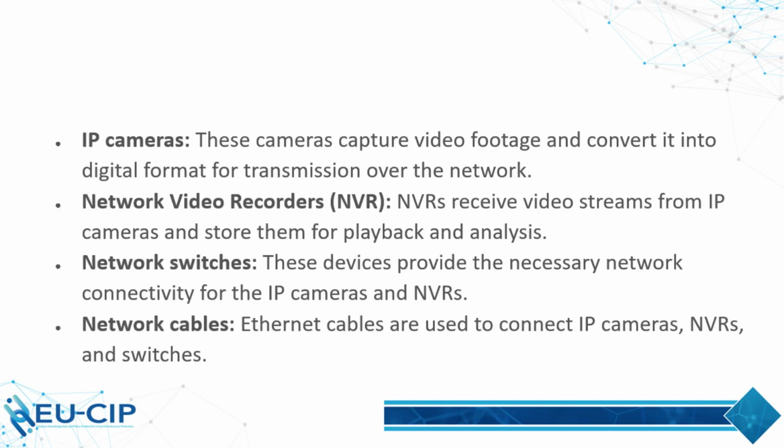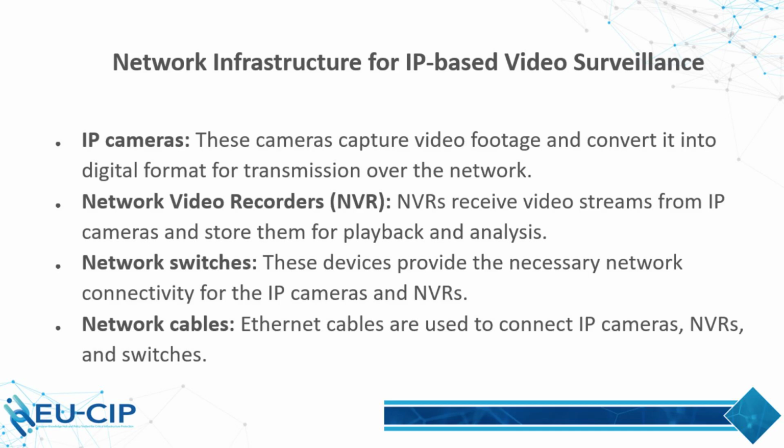Network infrastructures for IP-based video surveillance typically include the following elements. 1. IP cameras. These cameras capture video footage and convert it into digital format for transmission over the network. 2. Network video recorders, NVR. NVRs receive video streams from IP cameras and store them for playback and analysis.